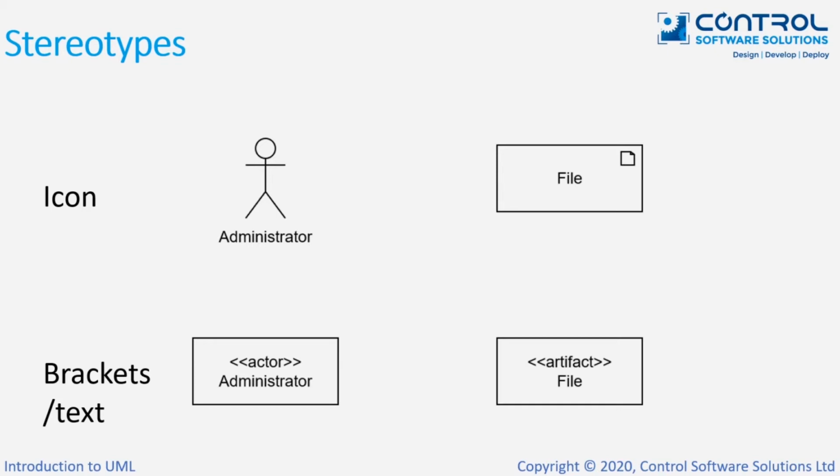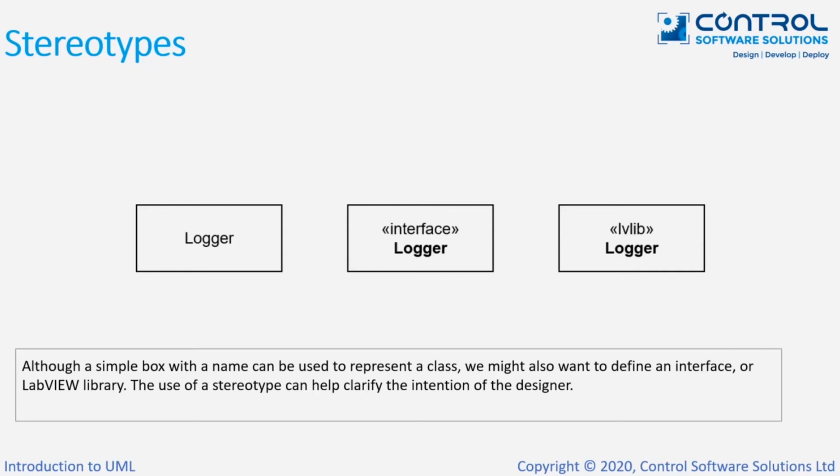So what we do is we can apply a stereotype. With the straightforward box that I've shown with the name logger, the first box, I've not given any indication as to what it is. So you might assume it's a class, you might assume it's a type defined cluster, but I've not told you what it is. So there's some assumption that needs to be made. With the other two, they're both called logger, but I've used a stereotype to give more information about how I intend someone to implement it.